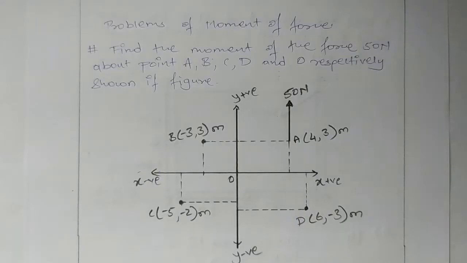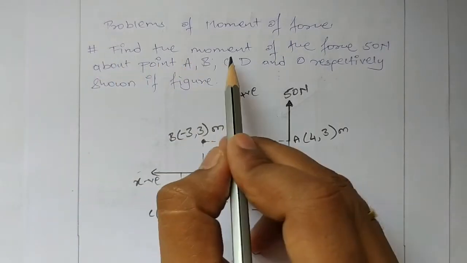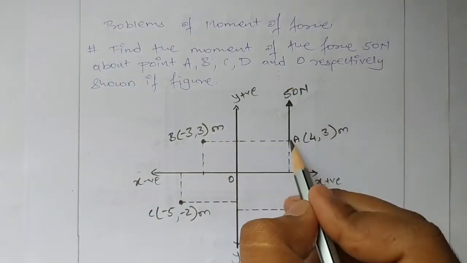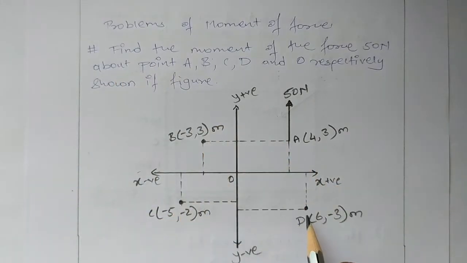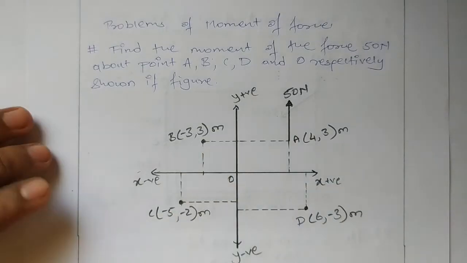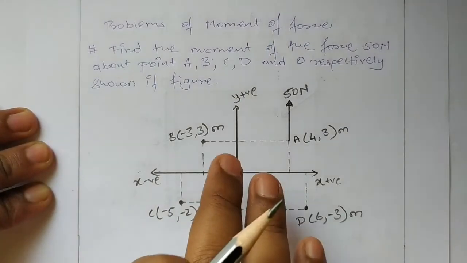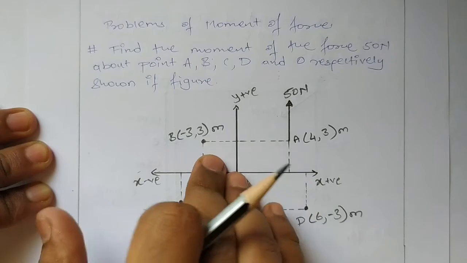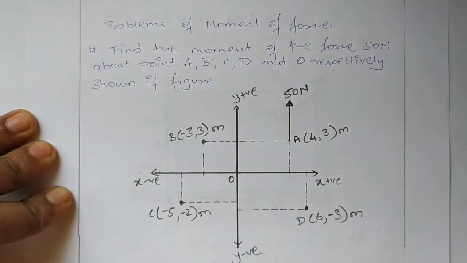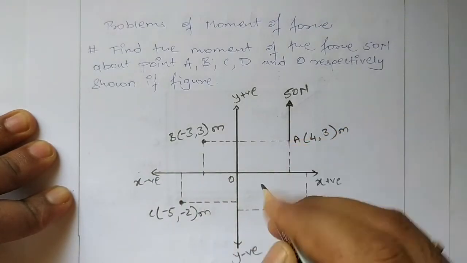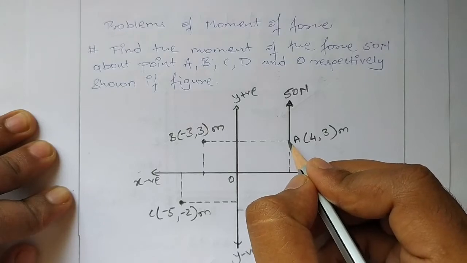In order to understand the moment of force better, we will see a solved example. Find the moment of the force 50 Newton about points A, B, C, D and O respectively, shown in the figure. We will try to understand the sign convention used and how moment of force is calculated using this simple example. So again, in this particular coordinate system, the force F is given at point A.